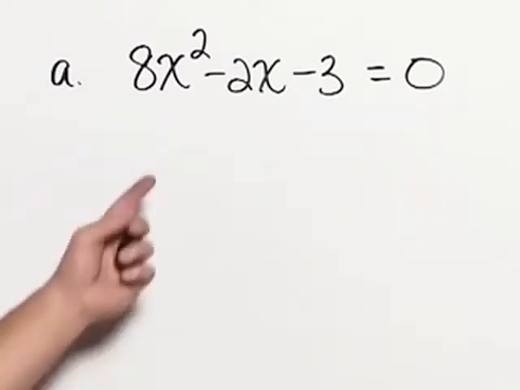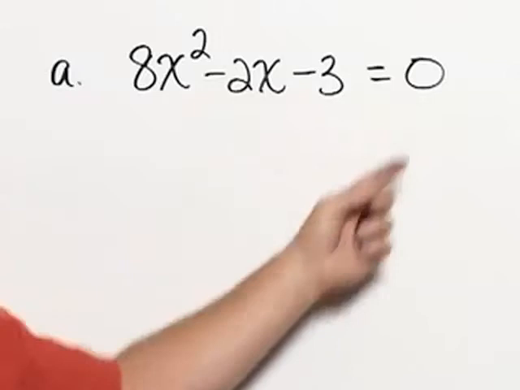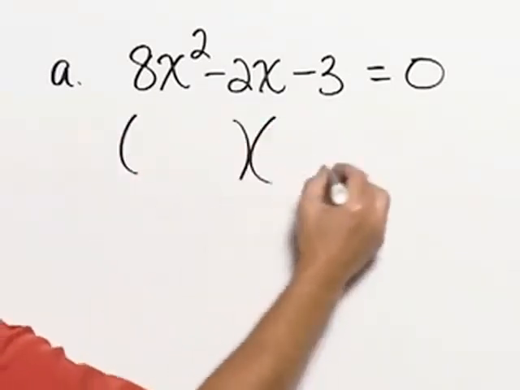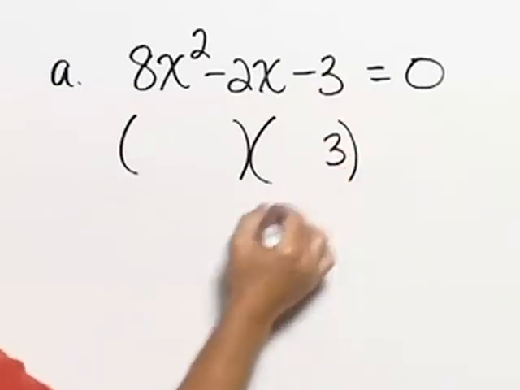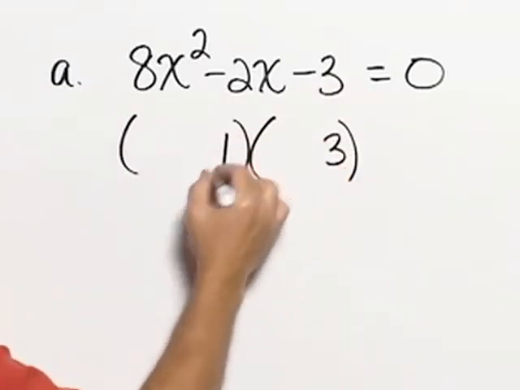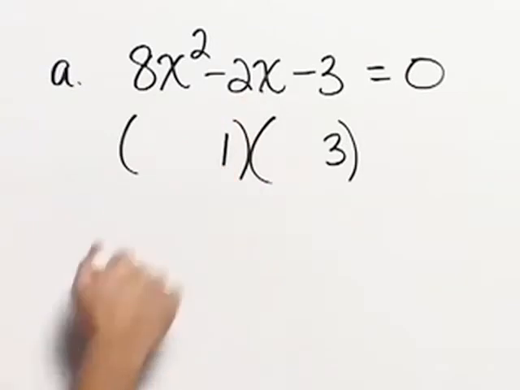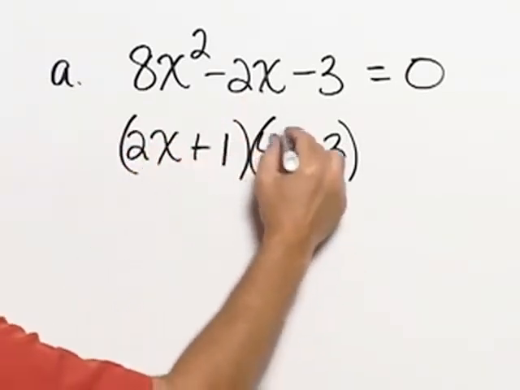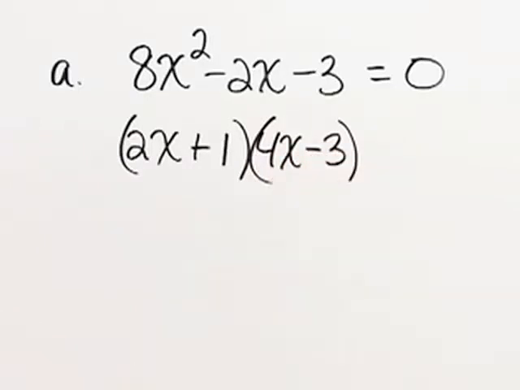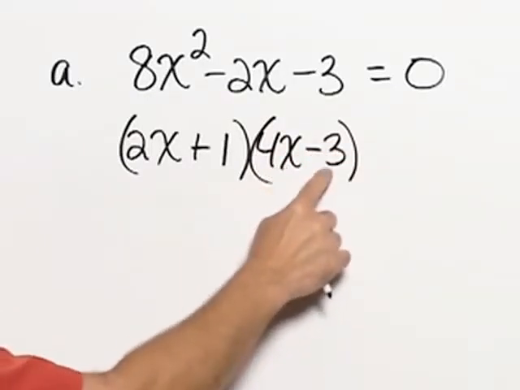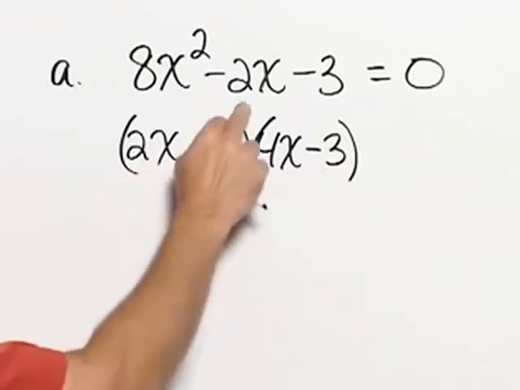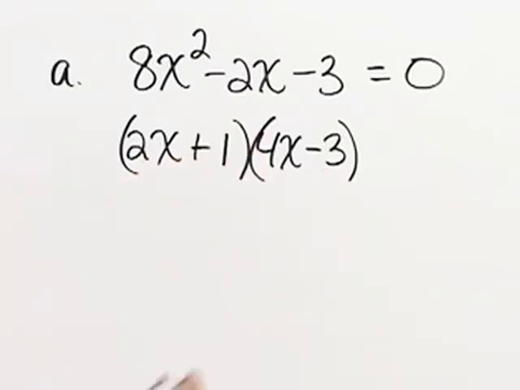So here we have Part A. We need to solve this equation. Let's see if it'll factor. We know that this has to be a 3 and this has to be a 1. Now we're trying to get a middle term of negative 2x, so if we were to try 2x plus 1 and 4x minus 3, that would be a 4x for the inner term, and a negative 6x for the outer term. That gives us a negative 2x for the middle term, so we factored it correctly.